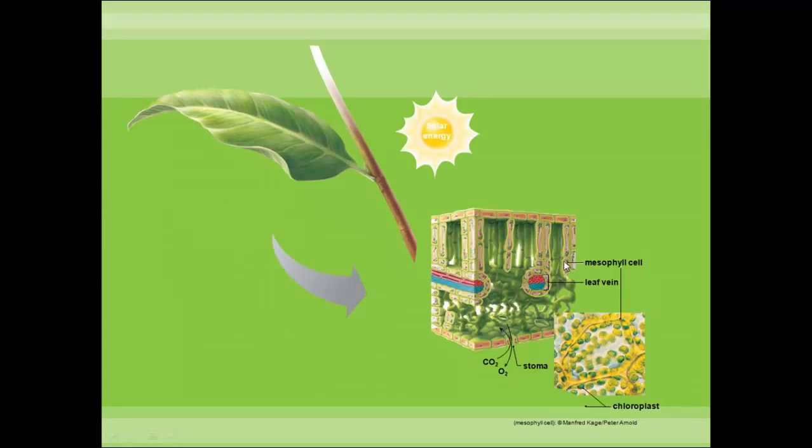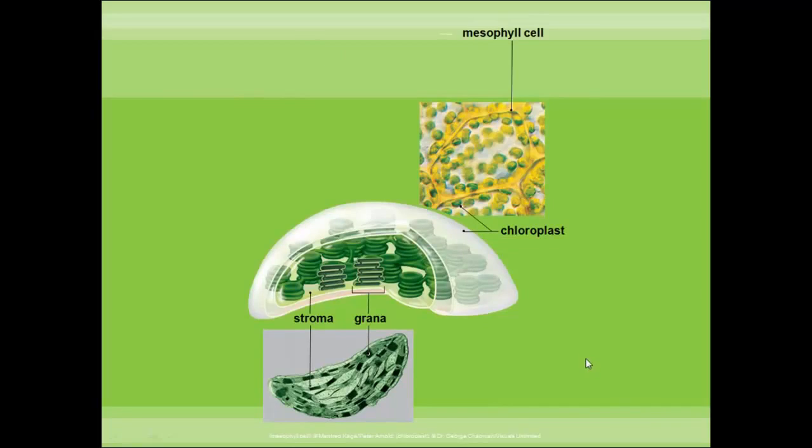The chlorophyll is located in the mesophyll cells. So here is a mesophyll cell, and it's filled with many green globs. Each green glob is a chloroplast. You can see that a single cell may have dozens of chloroplasts, and these chloroplasts stream around the inside of the cell. They do not stay in one location.